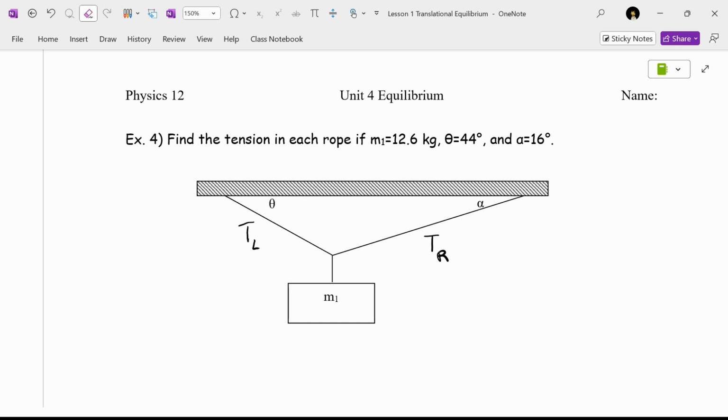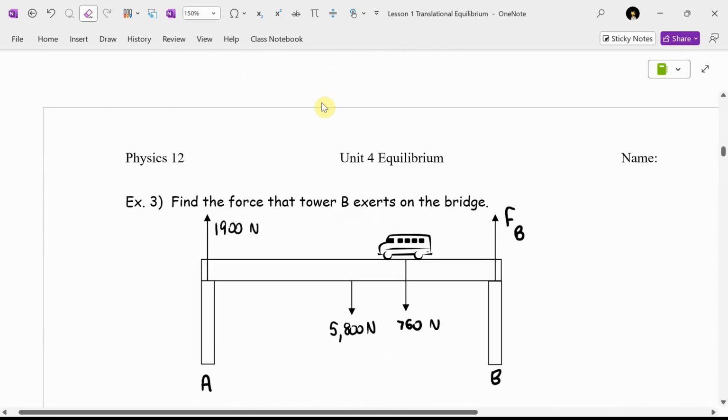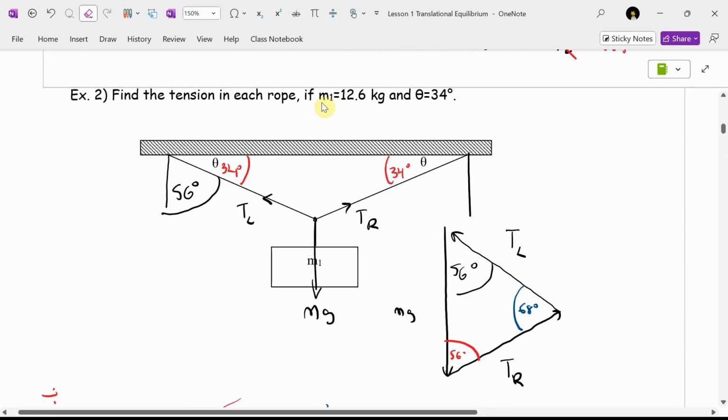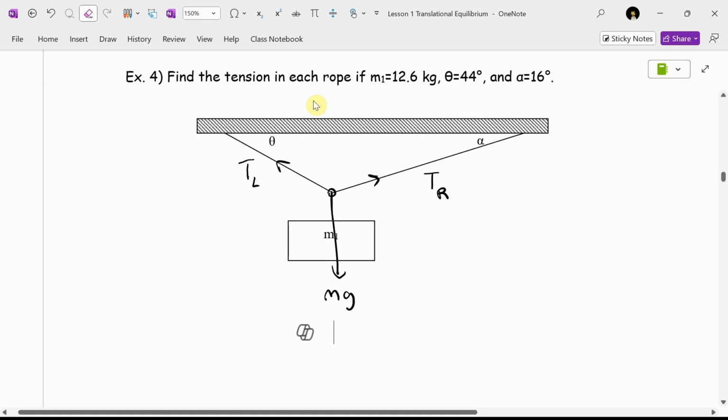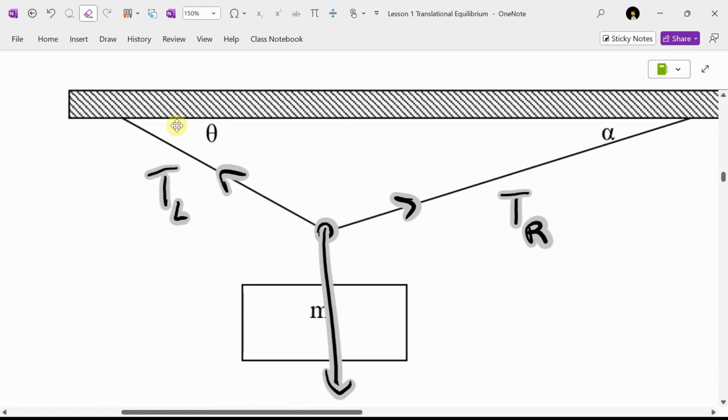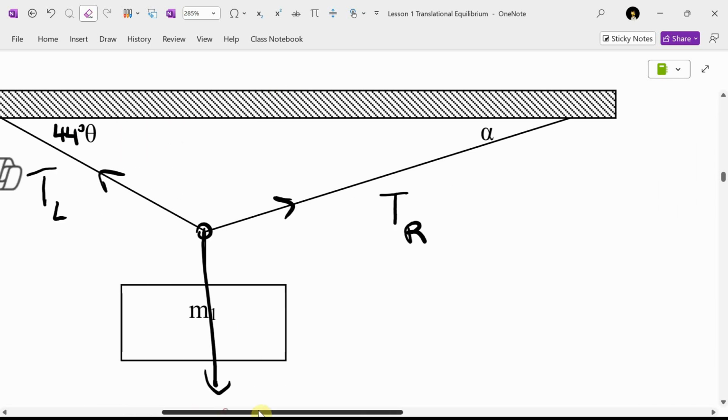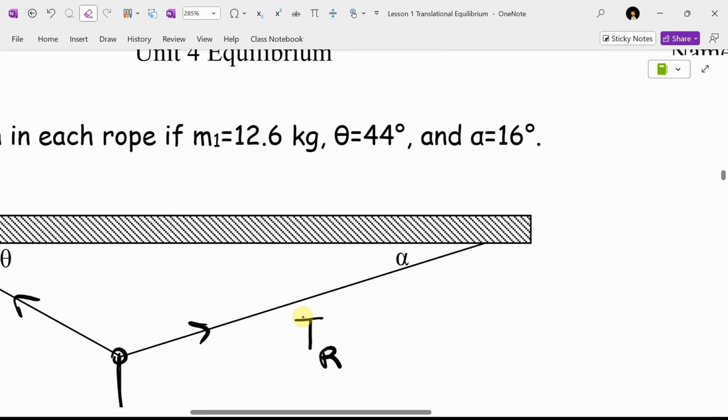Well, we're going to do a free body diagram here on the node. What are the forces acting on it? Well, we got tension, we got tension, we got the obvious one, mg. I used 12.6 as a mass twice in a row. I guess I did. I was cutting and pasting. Okay. And it says this is 44 degrees. And it says alpha is 16 degrees. Okay.